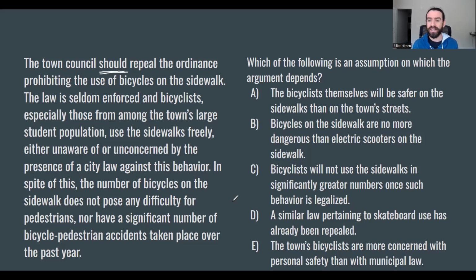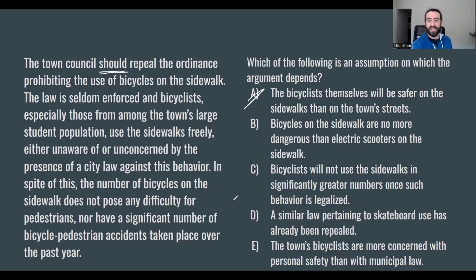A says the bicyclists themselves will be safer on the sidewalks than on the town streets. Are we comparing safety on the sidewalks versus safety on the streets? No, we're really not. And does answer choice A directly address whether or not the ordinance should be repealed? No, I think this is a pretty big failure. We're going to eliminate answer choice A.